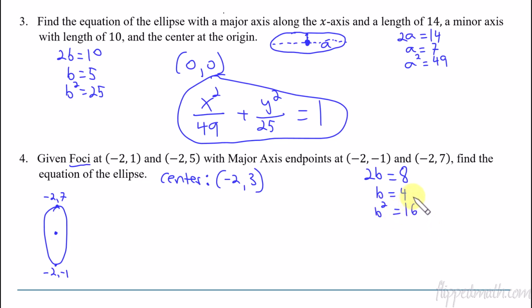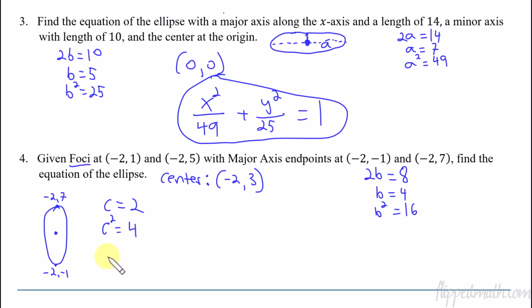All right, now what do we need? We've got the center, we've got b squared. All we need is a squared, but it doesn't tell us anything about the minor axis. So we have to use the value of c to figure out what the a value is. So what is the value of c from the center to one of the foci? From that 3 to that 5, that's just a 2. So c equals 2. c squared equals 4.